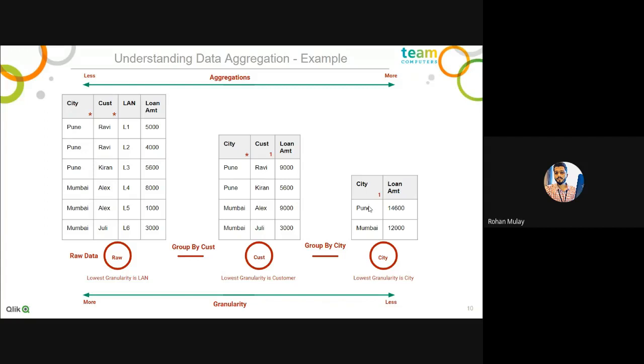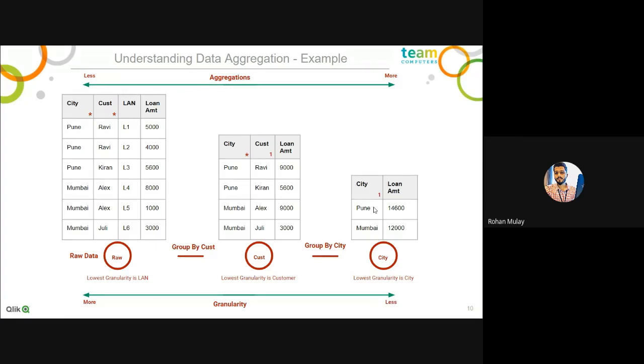The next step we move ahead, we apply group by on city. So we apply the group by on city, and then you can see city. Here we have two cities, Pune and Mumbai, which were appearing in data multiple times because the data was more granular there. But now we have a data on city level.